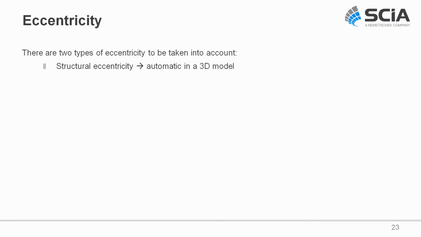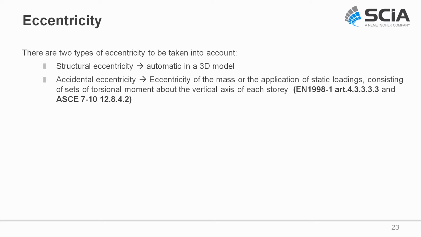Two types of eccentricity must be distinguished for the analysis: the structural eccentricity, which is automatic in a 3D model, and the accidental eccentricity. The accidental eccentricity accounts for inaccuracies in the distribution of masses in the structure. Design codes usually take into account an additional mass eccentricity that is defined as a fraction of the size of the structure. In the Eurocode, for example, the accidental eccentricity for a given floor is defined as 5% of the width of the floor perpendicularly to the direction of the acting seismic action.